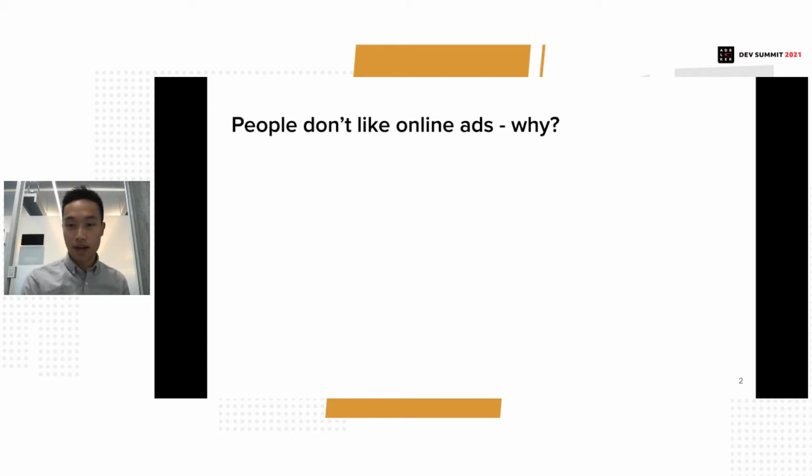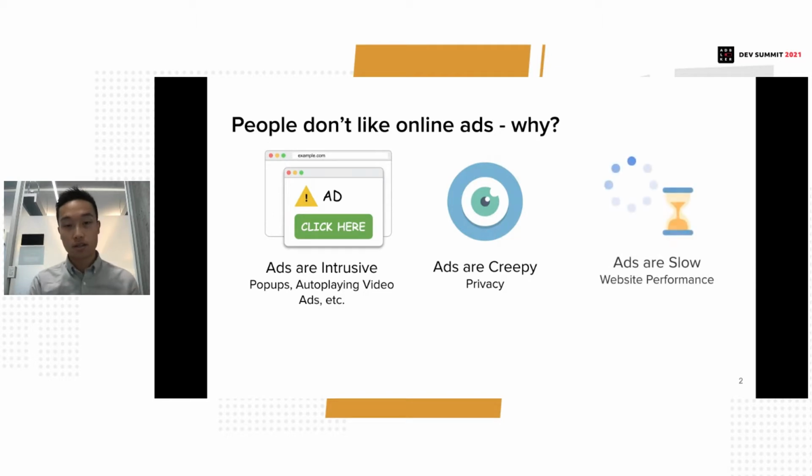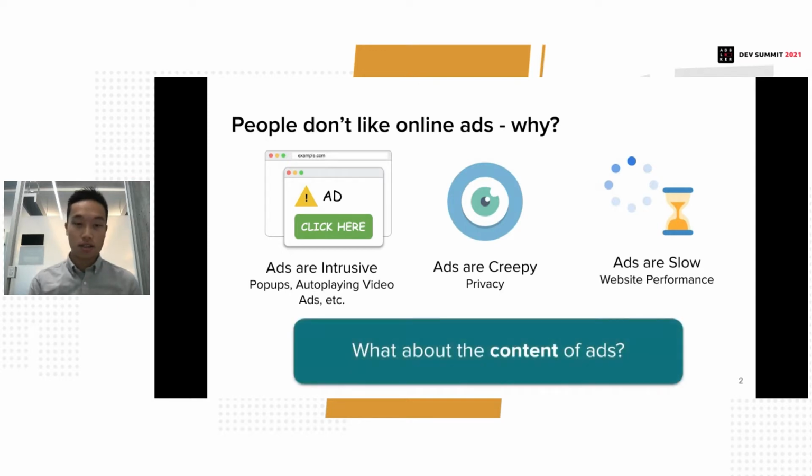Well, why is that? If you read the academic literature, there are a few well-studied reasons. First, people find ads like pop-ups to be intrusive and annoying. Second, people are uncomfortable with the privacy risks that online ads can create. And third, ads can make websites slow and less responsive. But what about the content of the ads themselves? This area has received far less attention, at least in the academic literature, but I think it really affects how people see and perceive online ads.